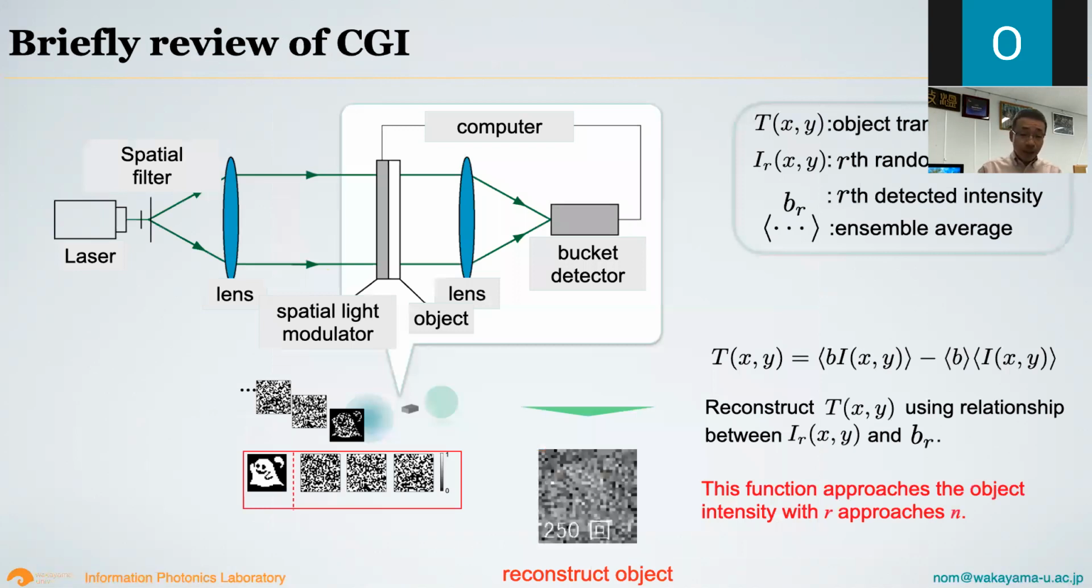So this is a typical CGI optical setup. We have an object here. In this case, the object is an amplitude object, so its transmittance is T(x, y). This is a transmissive SLM put on the object. This makes the random pattern to achieve computational ghost imaging. The random mask is displayed on this SLM. I_r is a random amplitude mask displayed on the SLM.